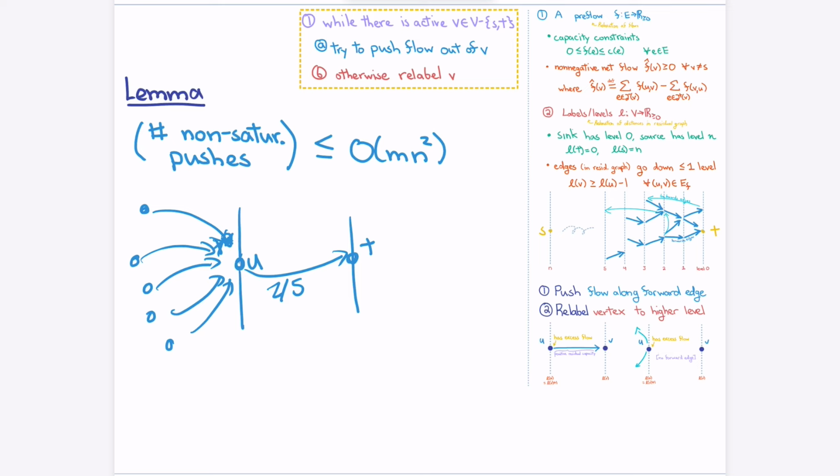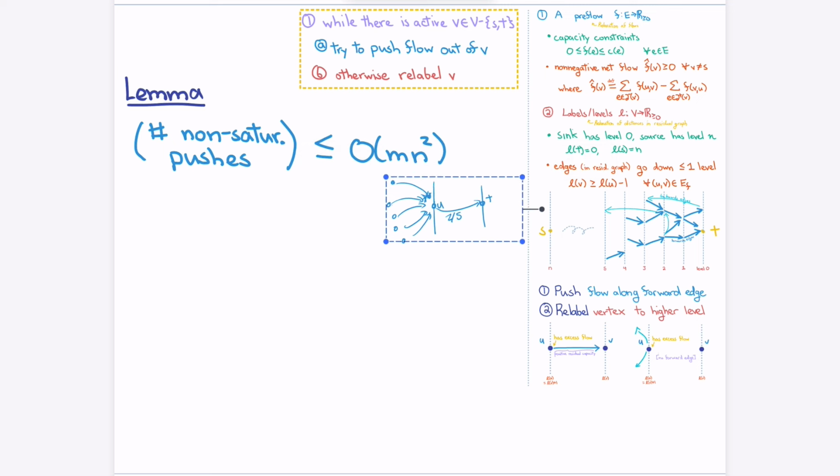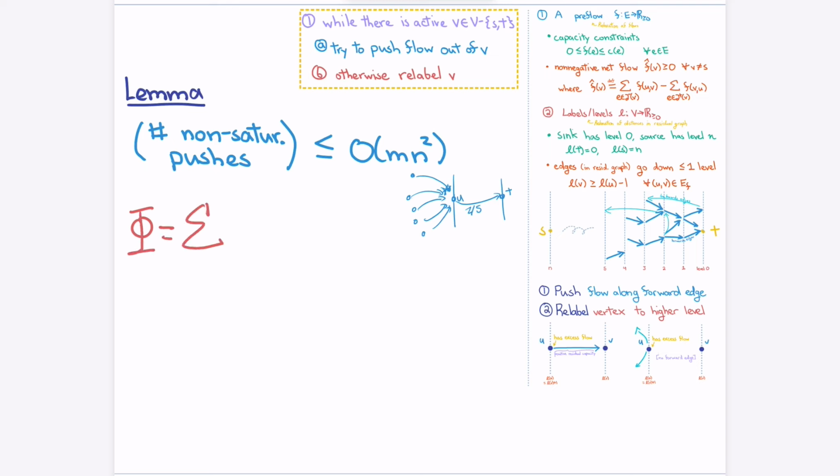Here then, this one is a little bit trickier. I don't have as intuitive a one, so we're actually going to use a potential function. Okay, here's what we're going to do. I'm going to define a potential function phi, where I sum over all of the active vertices the level of that vertex. So for only the active v, I'll sum up the level.